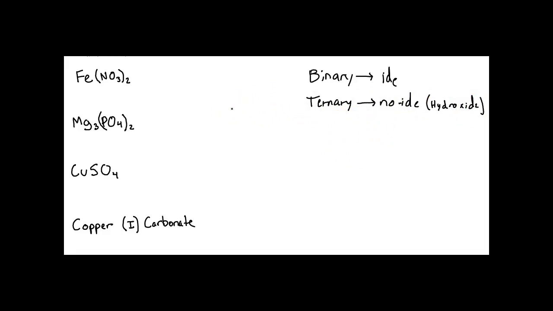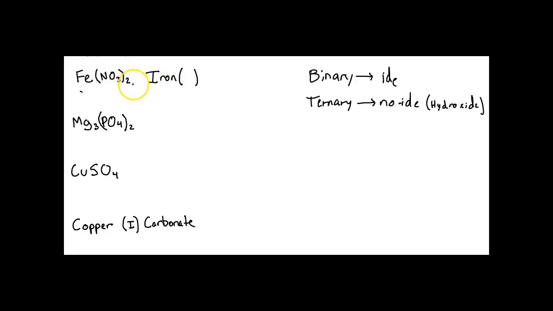So if you look at our first example, we have Fe(NO3)2. We start out by looking at the metal. We know it's a transition metal, and we know that's iron, so we need to put our parentheses in. And by memorizing our polyatomic ion chart, we know that this NO3 here in the parentheses is nitrate.